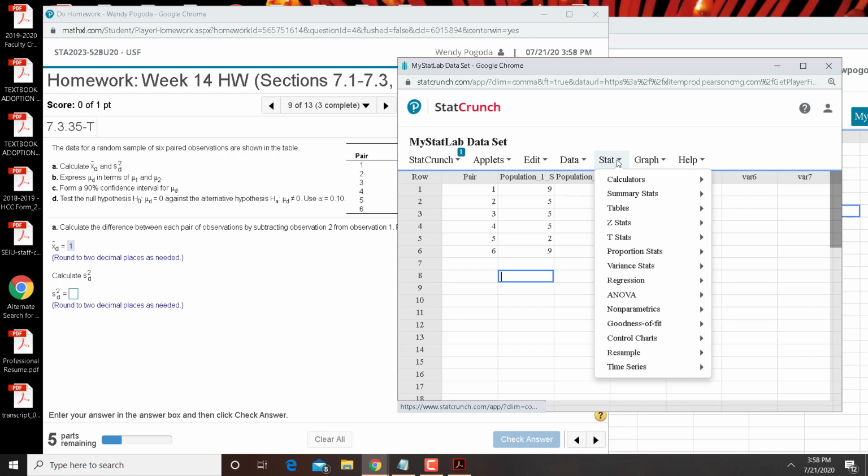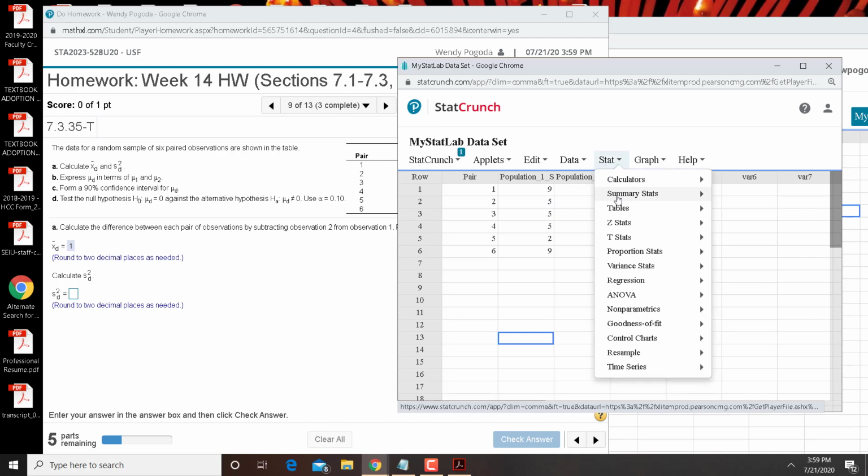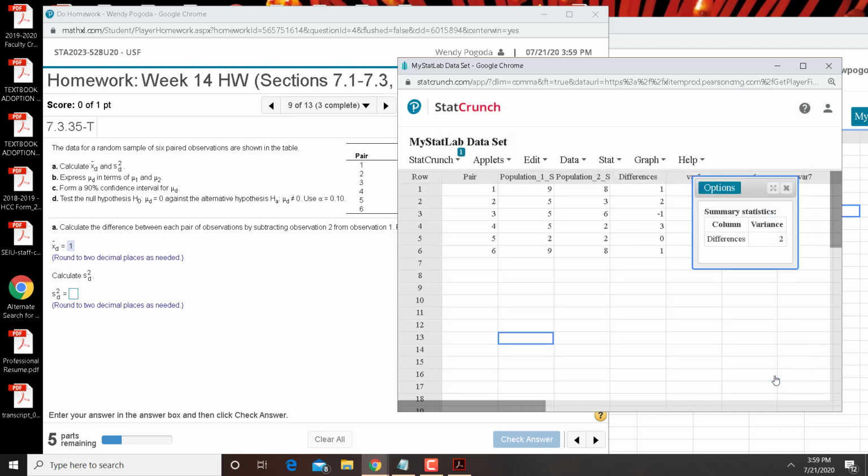Let me go to Stat, and I need summary stats on this new column that I calculated. So when I clicked this whole save differences, it created this new column, and this column is just the first population minus the second. So 9 minus 8 is 1, 5 minus 3 is 2, etc. So I can click on Stat, Summary Stats, Columns, and I just want to find out what the variance is for my differences. Click compute, and my variance is 2.